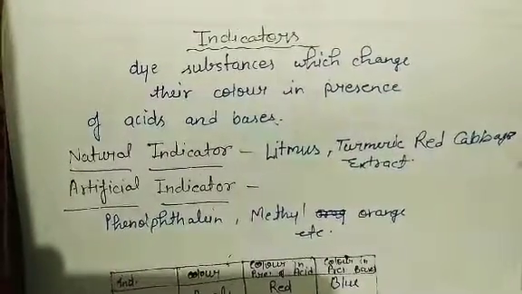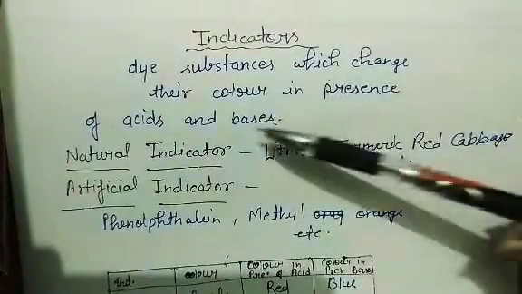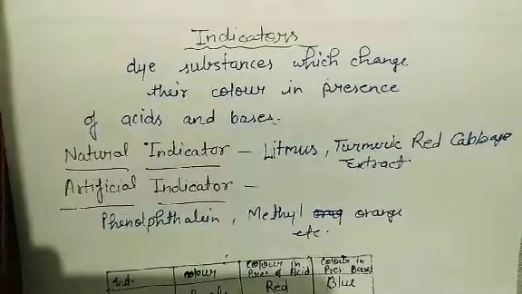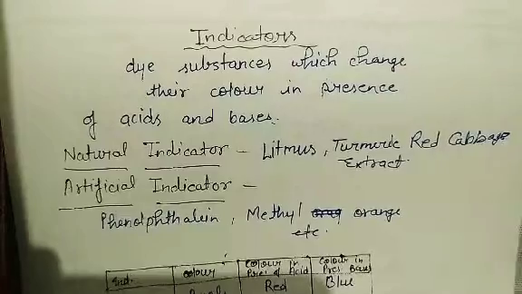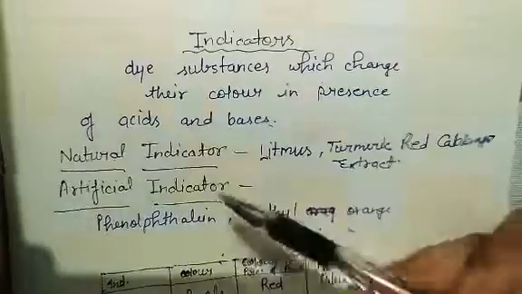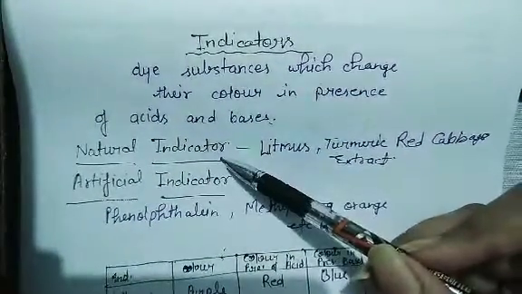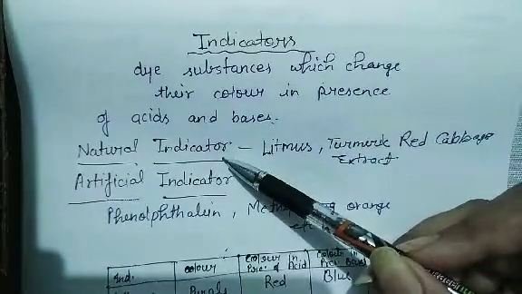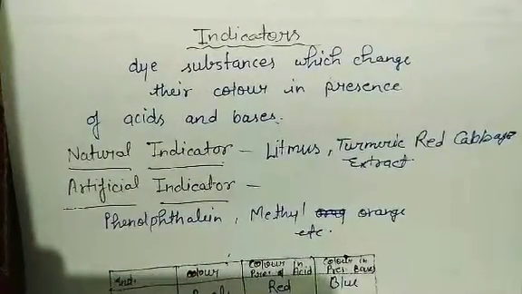So in the last video I told you all that indicators are basically dye substances which change their color in presence of acids and bases, and that's how they tell us whether the solution we are having is an acid or a base. So indicators are basically of two types: natural indicators and artificial indicators. Natural indicators are those indicators which are extracted from plants or in some cases from some animals.